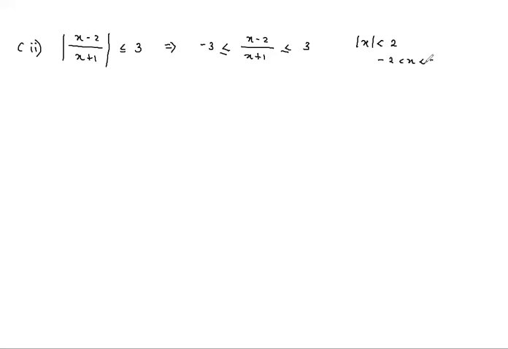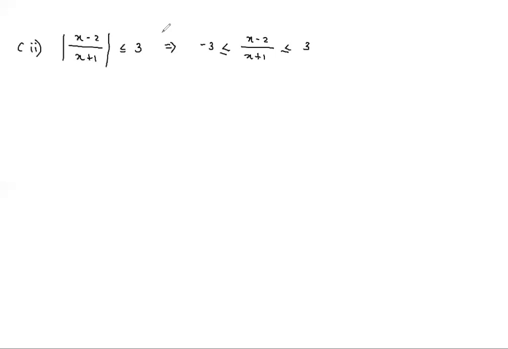C2, the modulus of x minus 2 over x plus 1 is less or equal to 3. By definition, this implies that negative 3 is less than or equal to x minus 2 over x plus 1, which is less than or equal to 3. That's the reason why, when you're finding validity, you can as well write it like that, because that's how you find the modulus. It's from that definition.